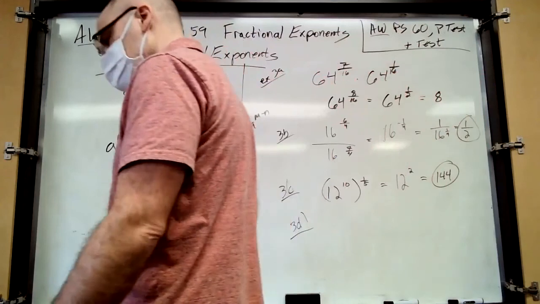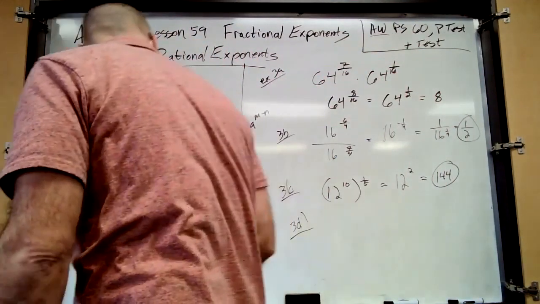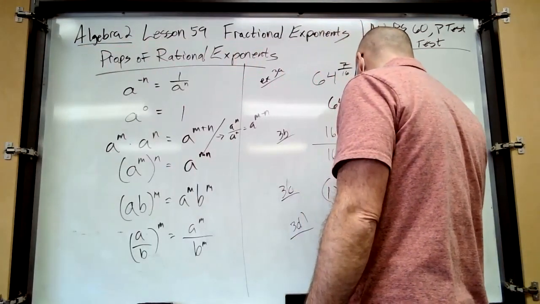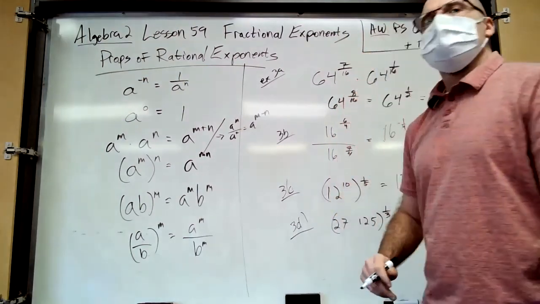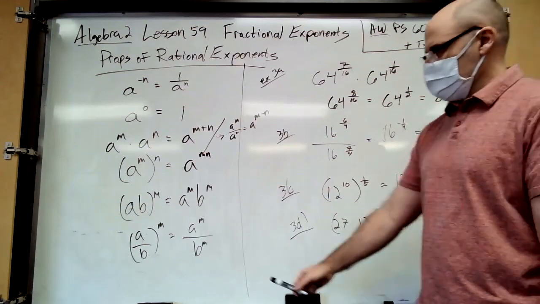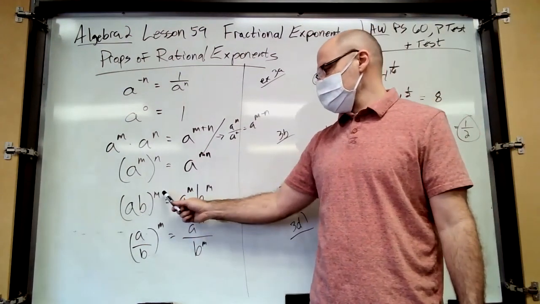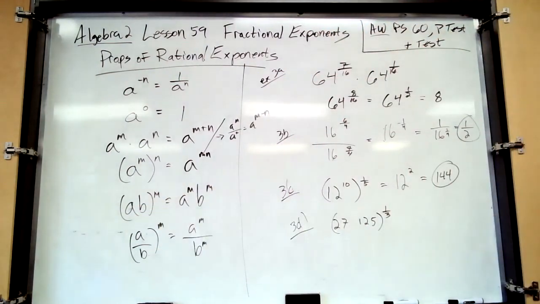One more. (27 times 125) all to the 1/3. Now you could multiply this out if you wanted to, or you could apply this property, which basically distributes the exponent to every factor inside. So you could multiply 27 times 125. That's fine. And then good luck trying to figure out the cube root. Well, you could just put it in your calculator and you'd be done.